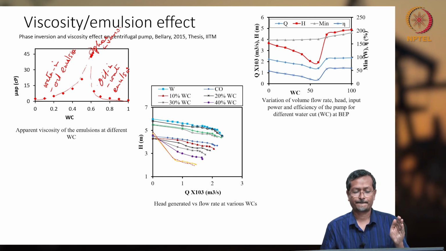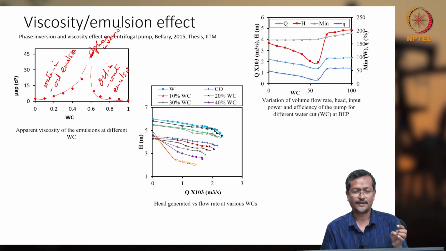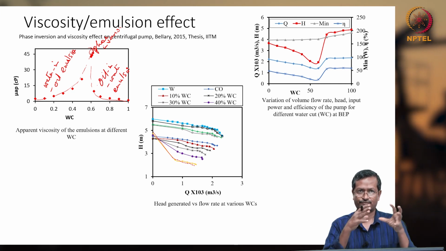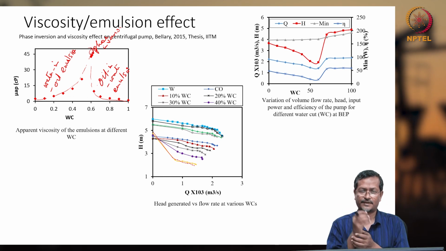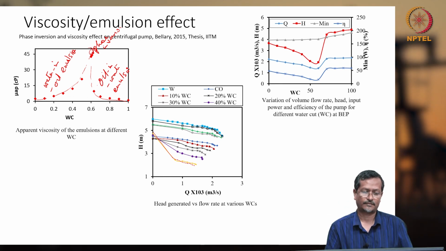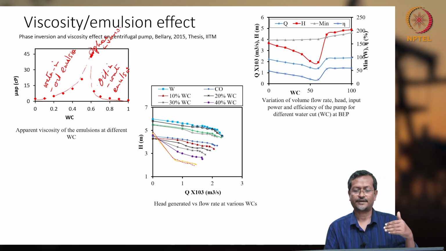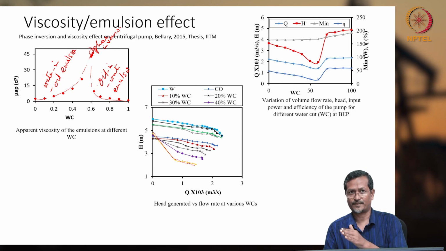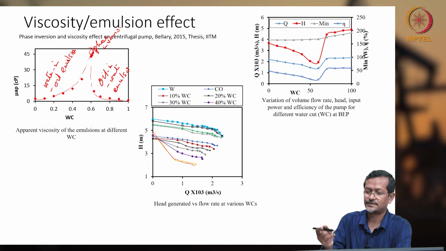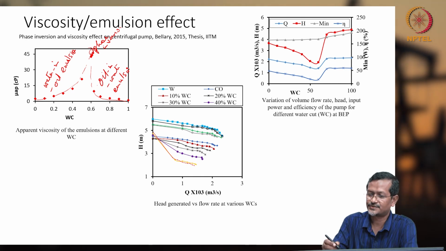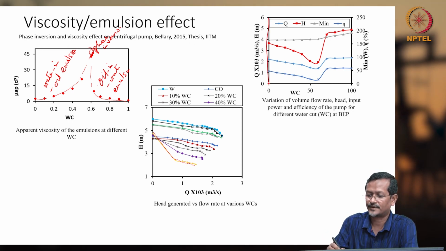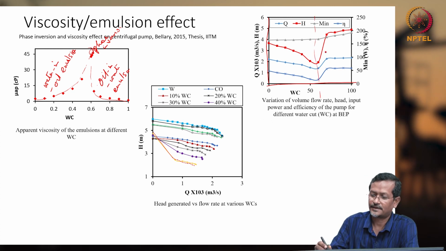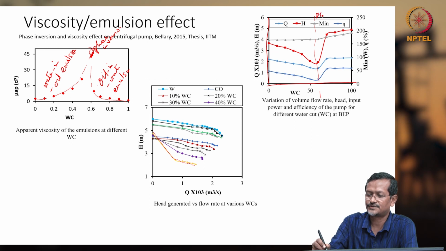Okay, so one of my PhD students, Bellery, did this sort of experiment. Initially he mixed the fluid at different water cuts, and he added some chemicals so that the emulsion could be stabilized. After that he did some experiments. What will be the effect of emulsion on a centrifugal pump? Okay, so in this figure, the top right corner figure, you can see around 60%, nearby, phase inversion happening.